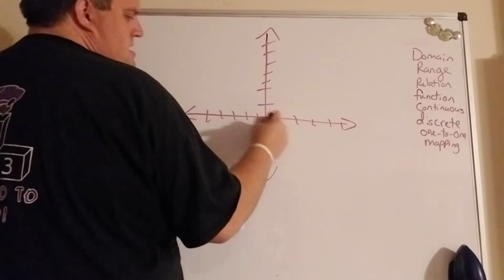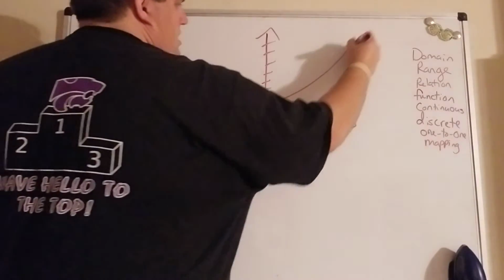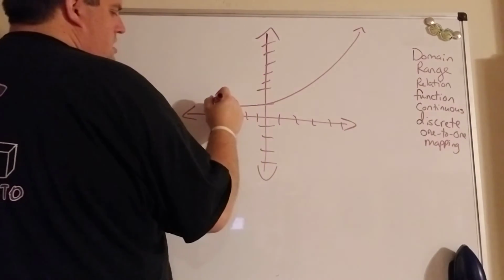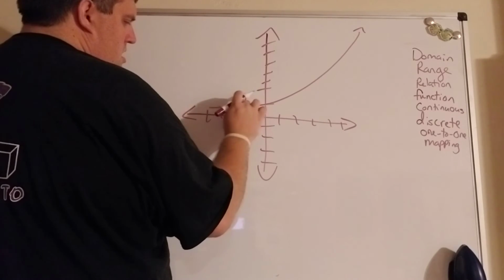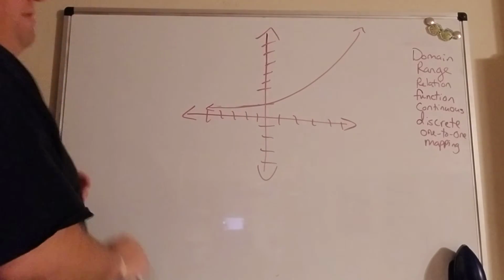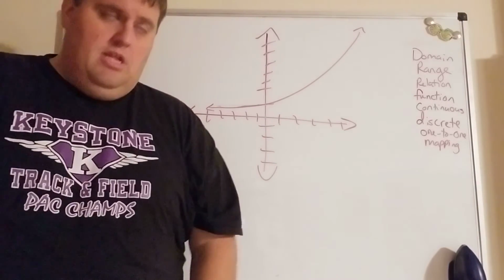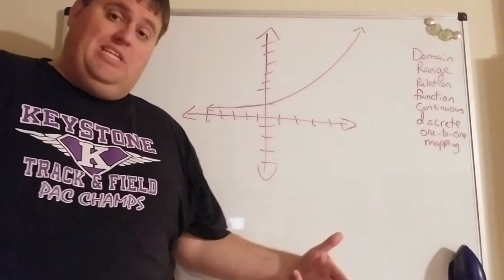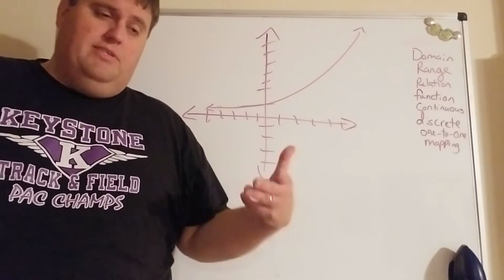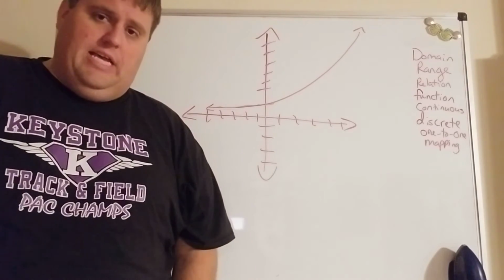Right? Let's say I go like this. All right. If I want to check and see if this is a function and I have a graph, there's some cool stuff we can do instead of looking at every single one of these points. If I want to see if something's a function, I can use what's called the vertical line test.